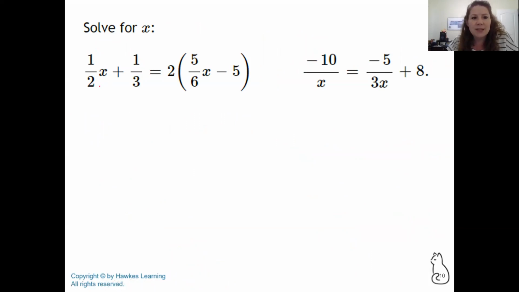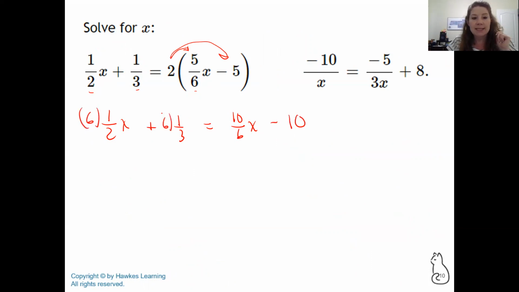All right, so now I see 3, 2, I see 2, 3, and 6. So I know that 2 will go into 6, 3 will go into 6, and obviously 6 will go into 6. But first, I'm going to distribute everything in these parentheses by 2 first. So 1 over 2x plus 1 over 3 is equal to 2 times 5 over 6x, and then 2 times negative 5 is minus 10. So I'm going to multiply by 6, multiply by 6, multiply by 6, and multiply by 6. Every single term, don't forget.